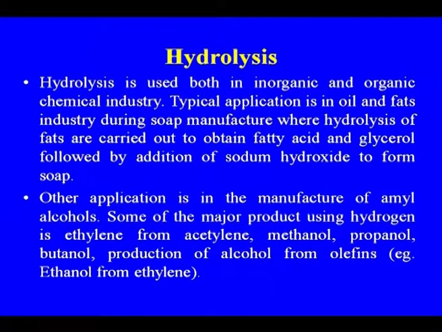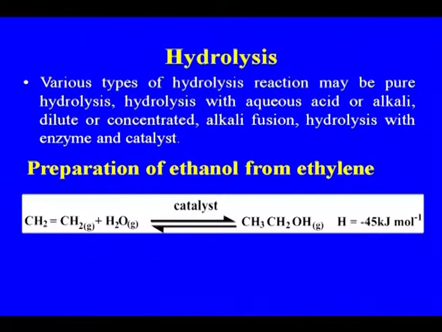Other application is in the manufacture of amyl alcohol. Some of the major products which we are getting from the hydrolysis using hydrogen are ethylene from acetylene, methanol, propanol, butanol, production of alcohol from olefins, etc. Various types of the hydrolysis reaction may be pure hydrolysis, hydrolysis with aqueous acid or alkali, dilute or concentrated alkali fusion, hydrolysis with enzyme and catalyst.